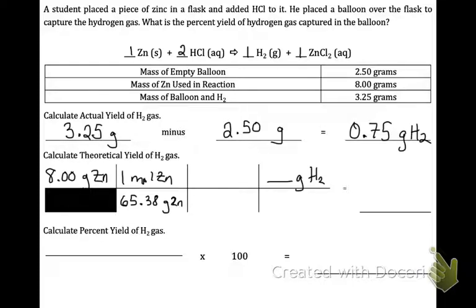Let's turn moles of zinc into moles of hydrogen. That's a 1-to-1 mole ratio. And now let's turn moles of hydrogen into grams of hydrogen. There are 2 grams of hydrogen gas in every 1 mole of hydrogen. That's my molar mass of hydrogen. So let's multiply across the top, 8 times 2, divided by the bottom, 65.38. And I should have been able to produce 0.24 grams of hydrogen.